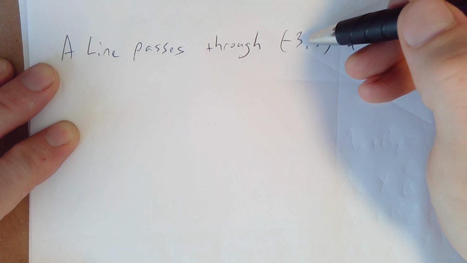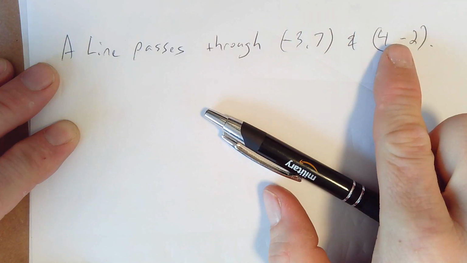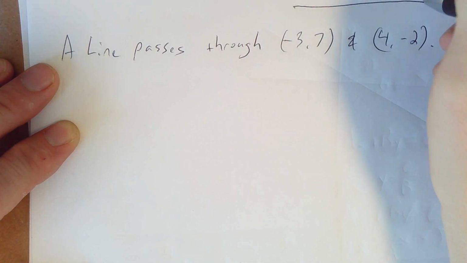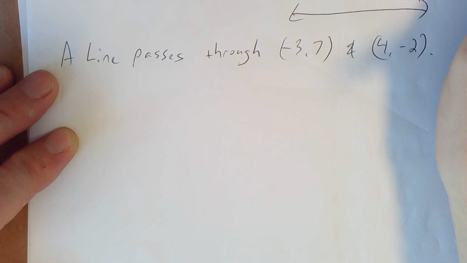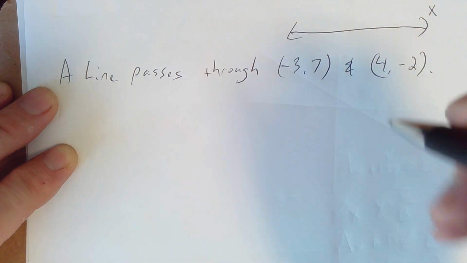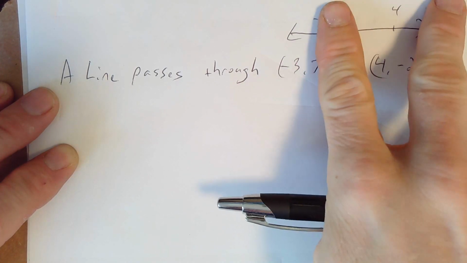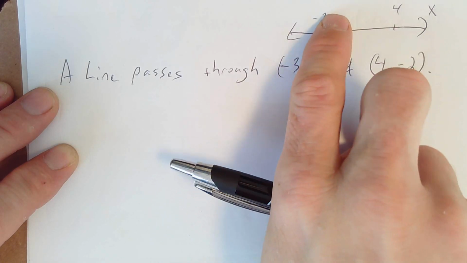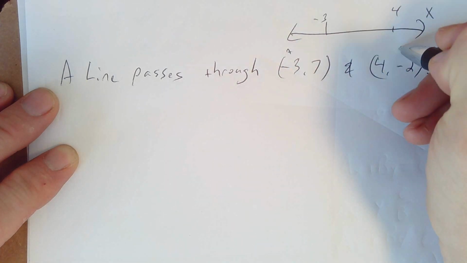This would be my most left point because that's negative 3, and this would be my most right point because that's 4. On a number line, looking at the x direction, if this was just my x-axis and I'm just looking at my x points, negative 3 would come first and then 4 would come second. So whatever direction this line is going, it's going from this point to this point. We'll call this point A and this point B.